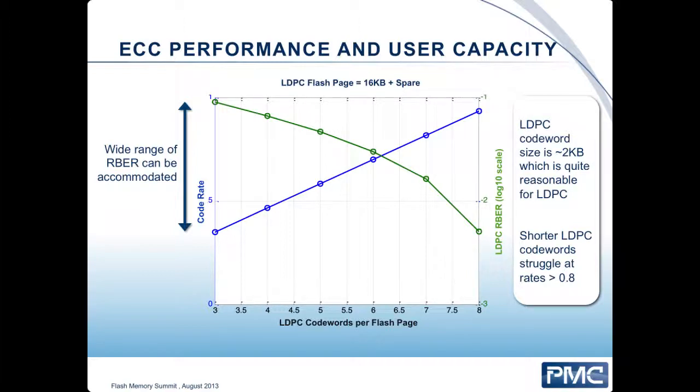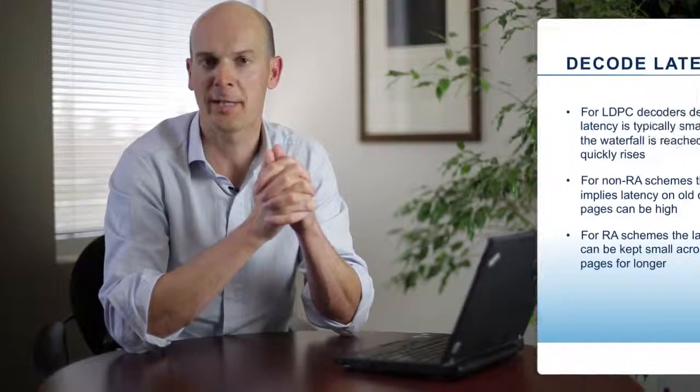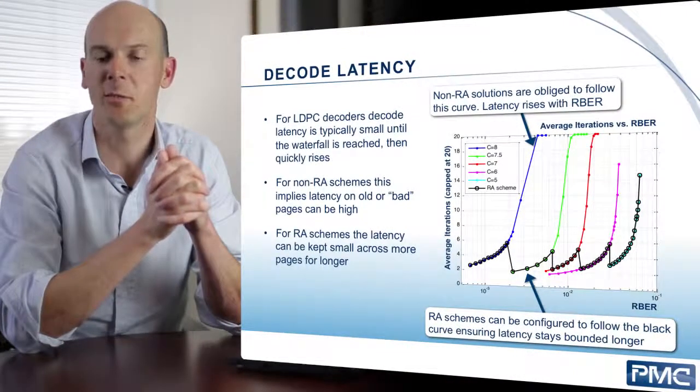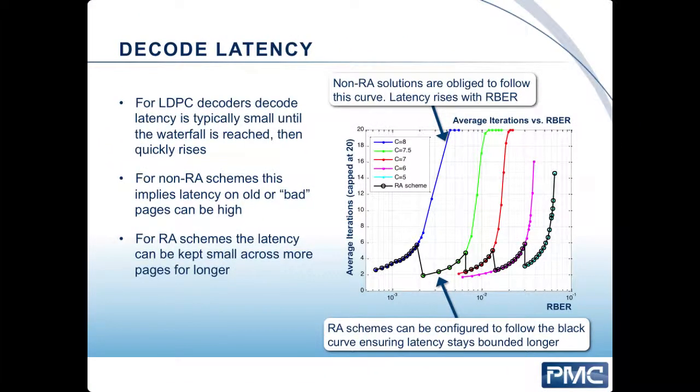And this is something that our controllers do in a dynamic fashion, tracking the errors on the good pages and the bad pages, and making sure that there's optimality with regard to user capacity and error correction performance. Another benefit of using rate-adaptive low-density parity check codes is that we can keep the read latency at a minimum all the way through the life of the drive.